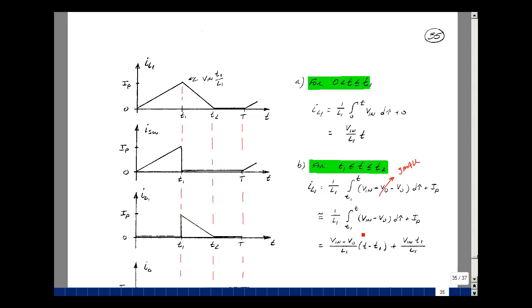So I'm taking the integral now of Vn minus V0 d tau. This is just a constant, so pull that out. The integral of 1 d tau is going to be just tau, upper limit minus the lower limit, and then we have the peak value of current, which is equal to Vn over L1 times T1.